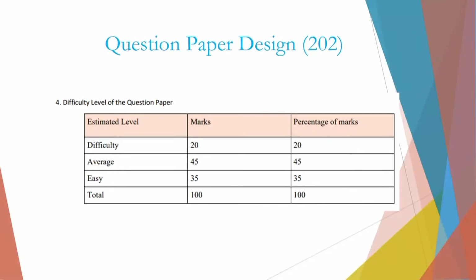Next, we will have the difficulty level. You may expect 20% of the total question paper to be very difficult, 45% of questions to be average type, and 35% of questions to be very easy type.